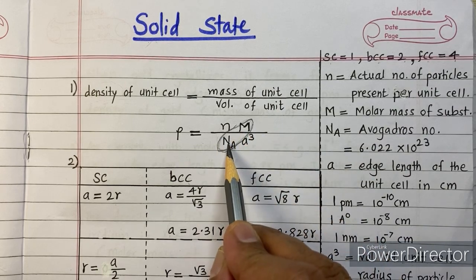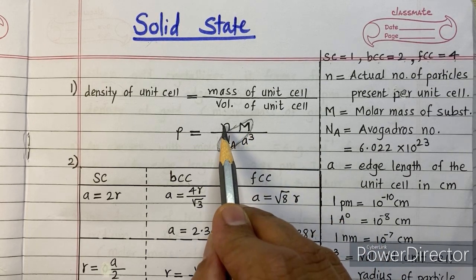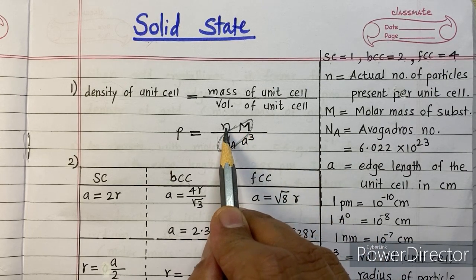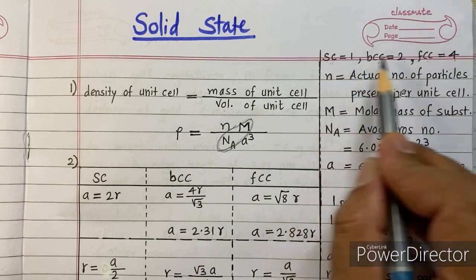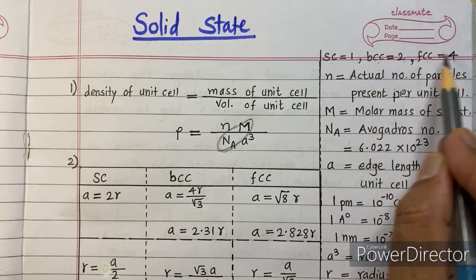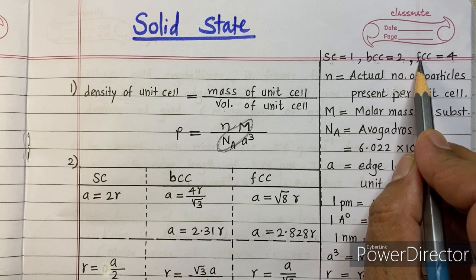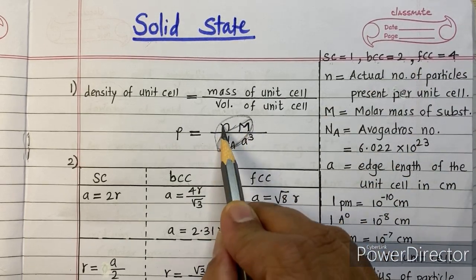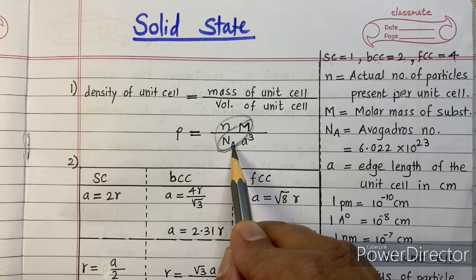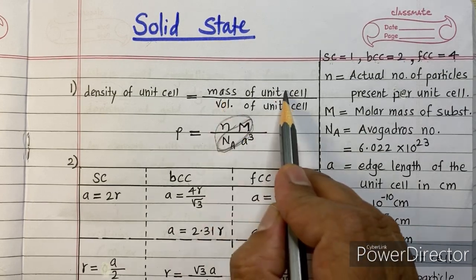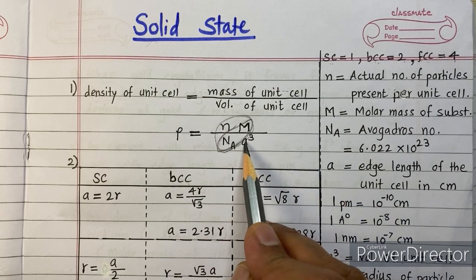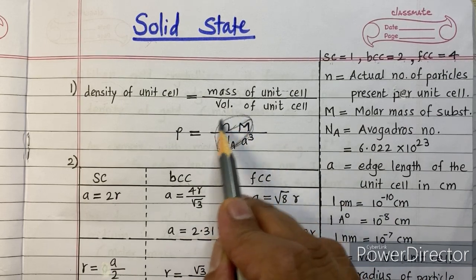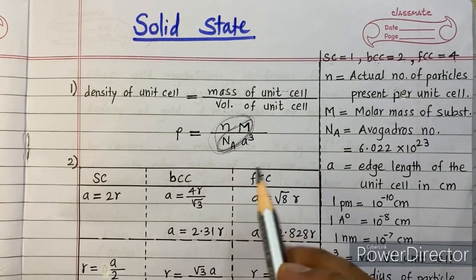Next, the mass of a unit cell containing n particles. n is 1 for simple cubic, 2 for BCC and 4 for FCC. You know that one. Therefore, the mass of unit cell is nM divided by Na. Next, the volume of unit cell is side cube, that is a cube. So density is mass upon volume.